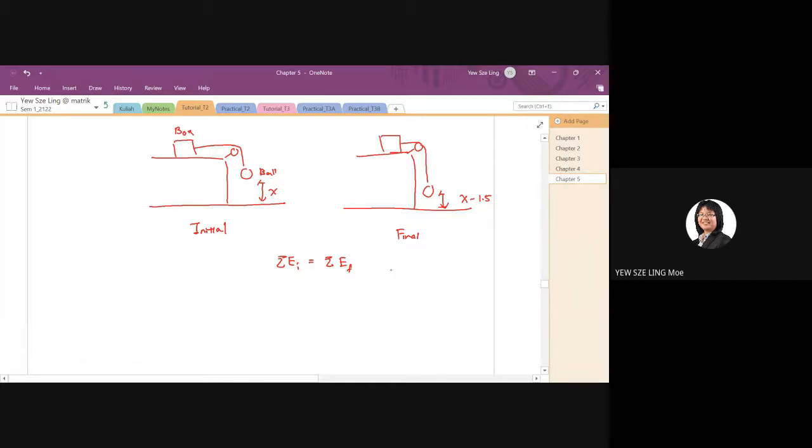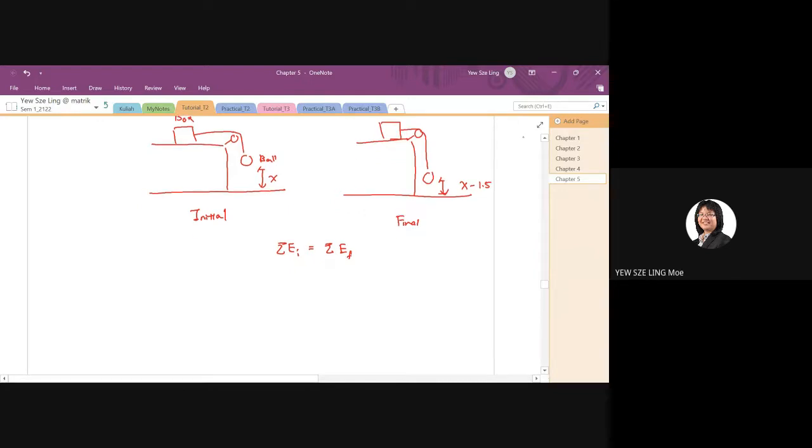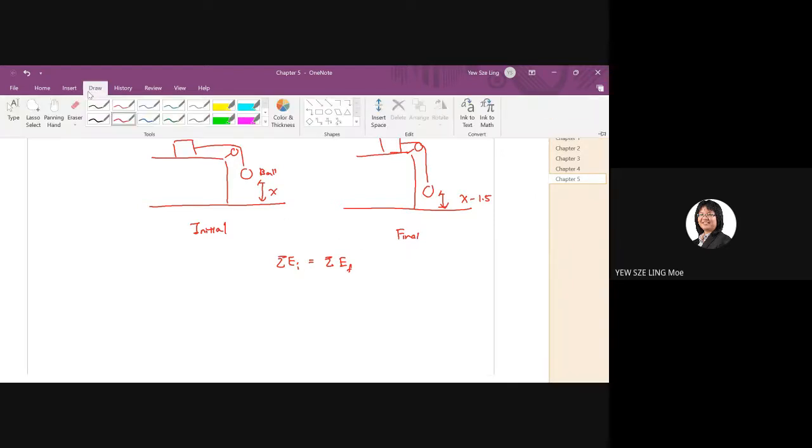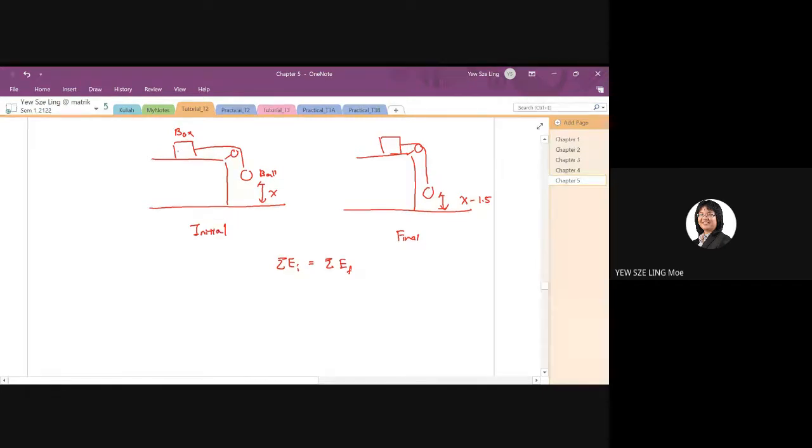In this question, there's no spring, so it becomes easier for you, because if you had one more spring, then this would be a very, very complicated question. So what am I going to do now? I'm going to form the equation first. But how to form the equation? You look at the question. Now you have 2 objects, object box and object ball.